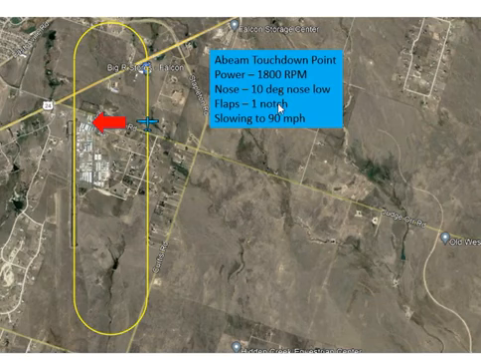So again, abeam the touchdown point, power 1800, nose 10 degrees low. That's about 4 to 5 fingers, about a fist or so. I'm making the horizon line move up in my windscreen. I'm pitching the nose down 10 degrees, not looking at the ADI. This is all sight picture. Flaps, 1 notch. If I have a flap gauge, confirm that I am 1 notch of flap set, and then I'm going to let the aircraft slow to 90 miles per hour.